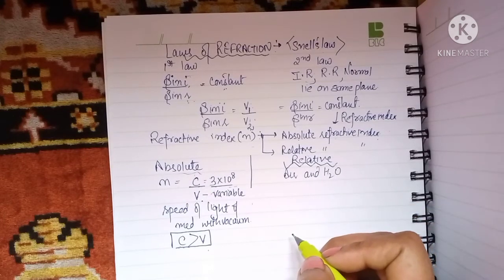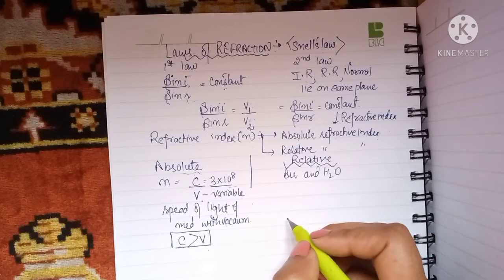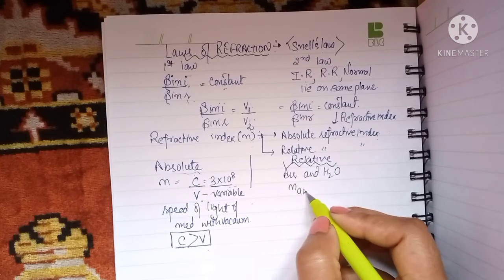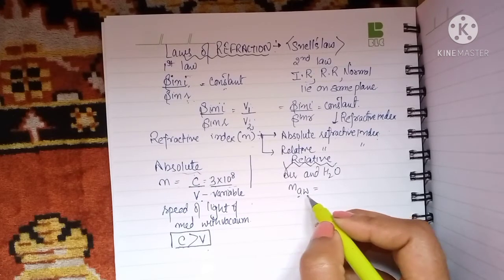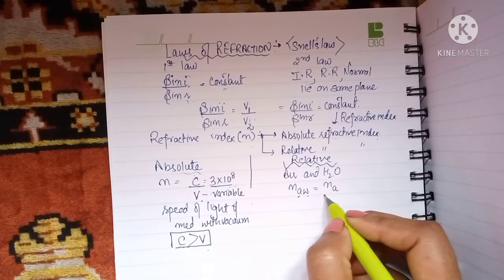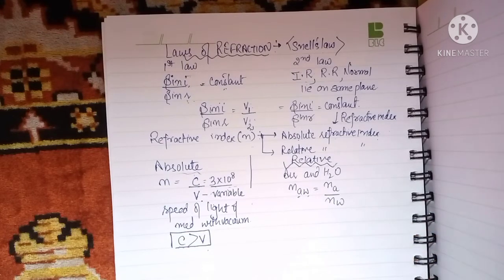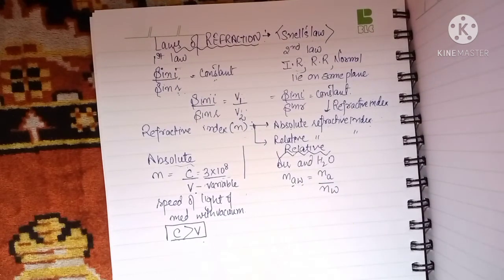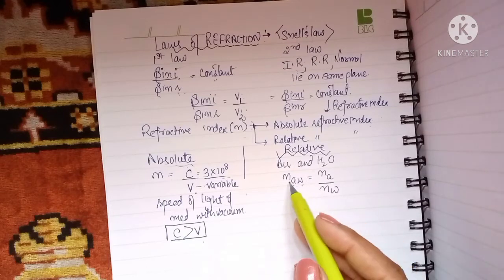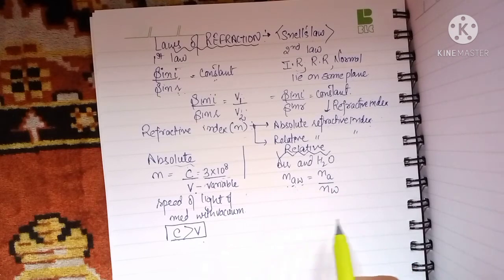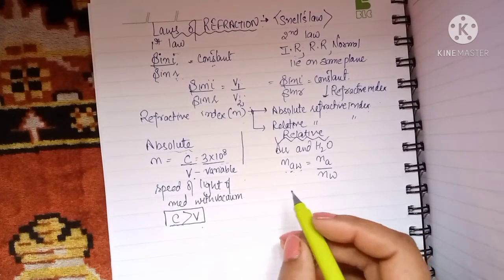If you have two media, air and water, then how will you write the relative refractive index? Let's say the refractive index of air with respect to water. So you will write the refractive index of air and the refractive index of water. In this way, whenever you write the refractive index like this, it is termed the relative refractive index. It is not necessary that the medium is always given to you. Let's say the medium is not given, then how will you write it?